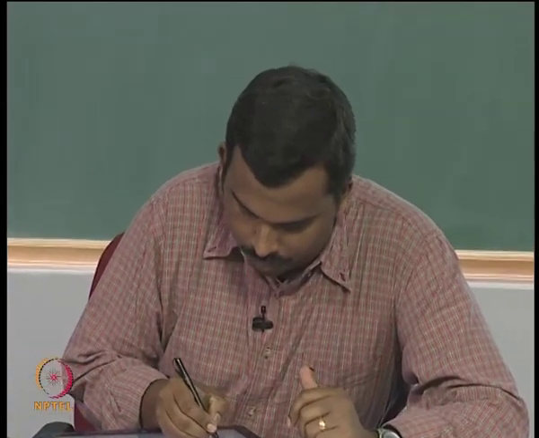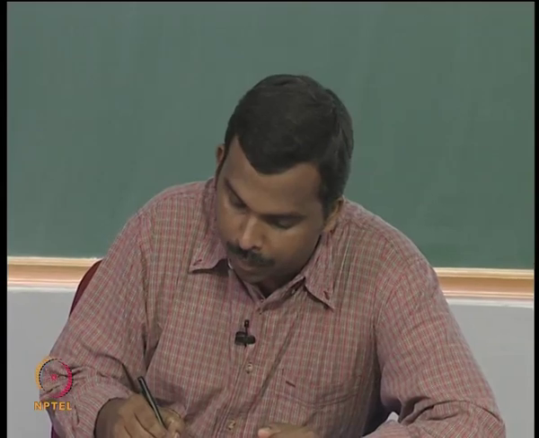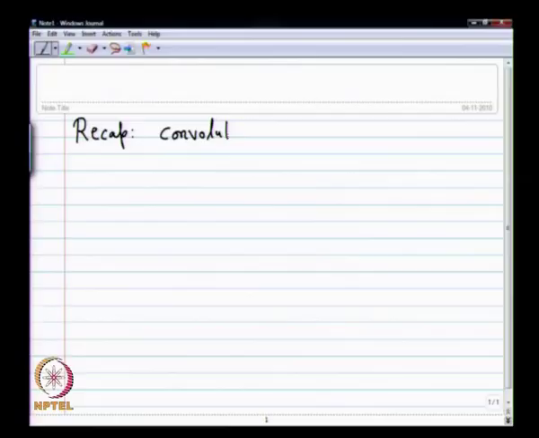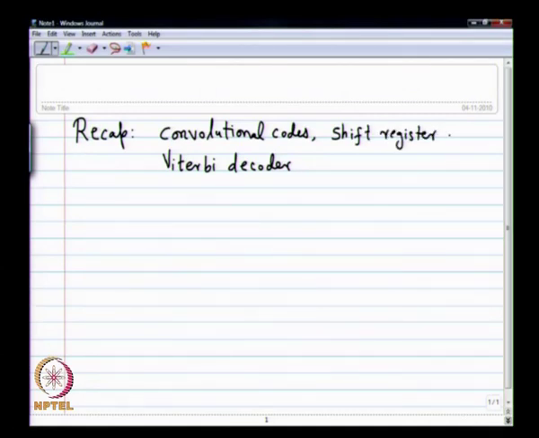Okay, so once again, let's begin with a recap. We're talking about convolutional codes. We spoke about how to describe these codes and then how to decode them. The codes themselves are not specified. Usually you specify the encoder, with the shift register. And the decoder, the Viterbi decoder, works on the trellis.